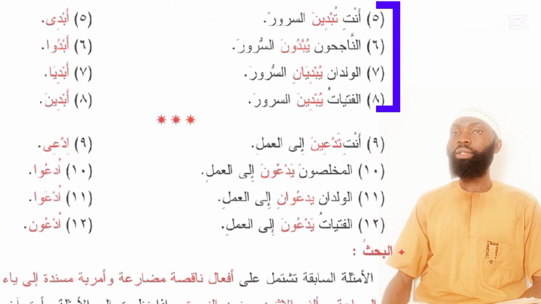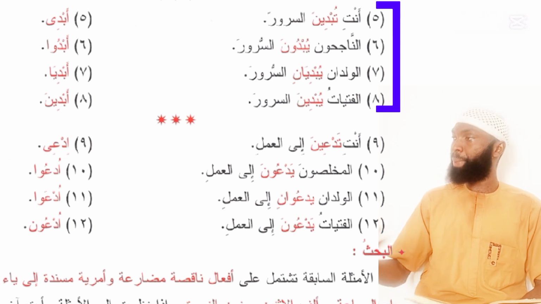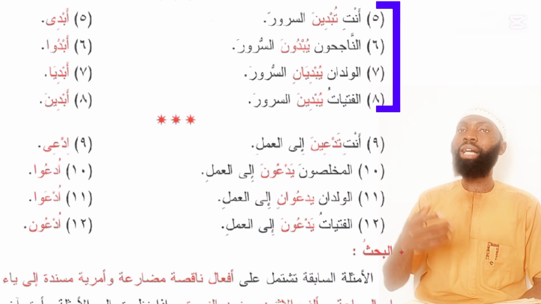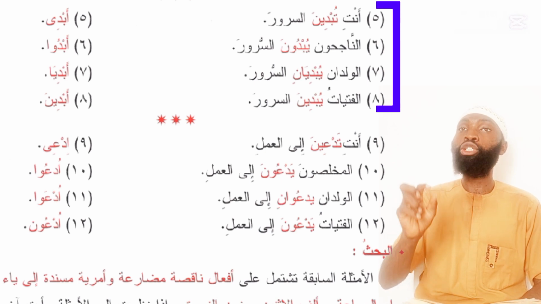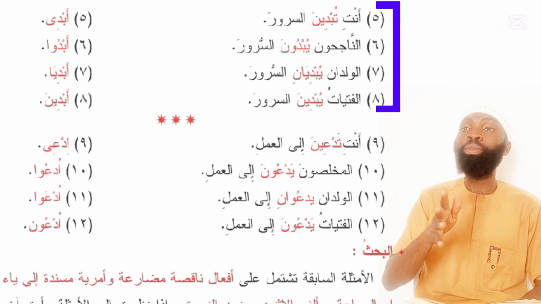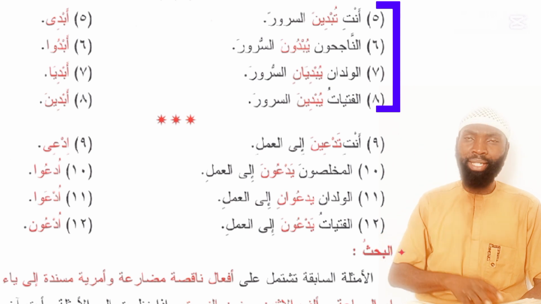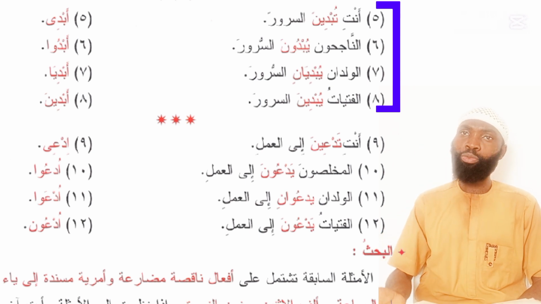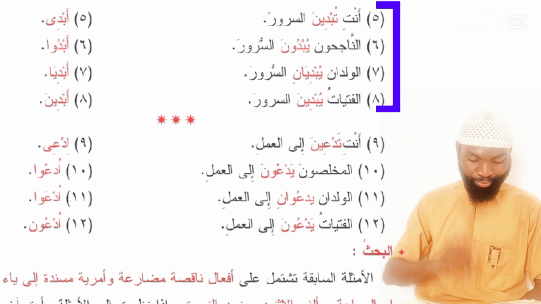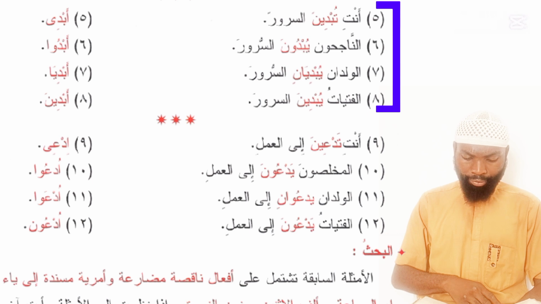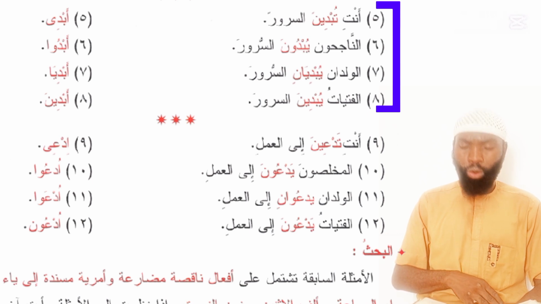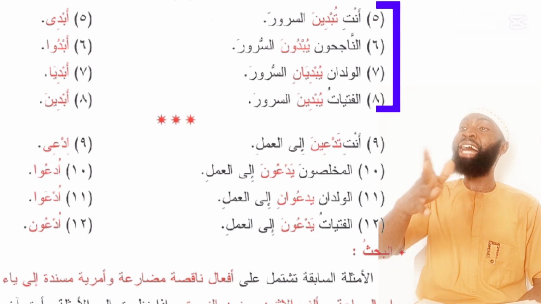Number 6, we have an-najihuna yubduna surura. The successful ones are displaying happiness, are displaying joy. So an-najihuna yubduna, from the word abda, yubdi, yubduna, they are displaying. To command now, all of them, it will be abdu surura. Next, we have al-waladani yubdiyani surura. The 2 boys are showing happiness. So yubdiyani, it gives what? Abdiya, both of you should display.